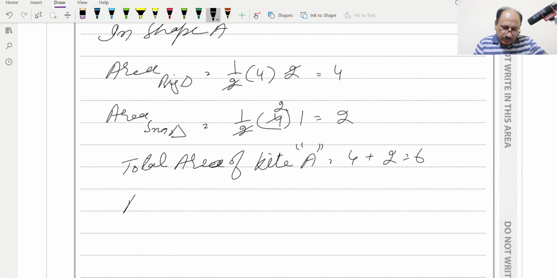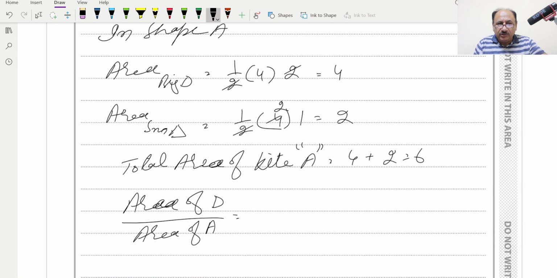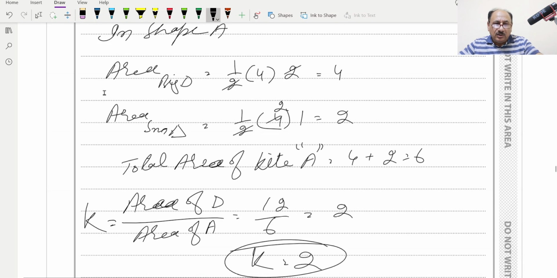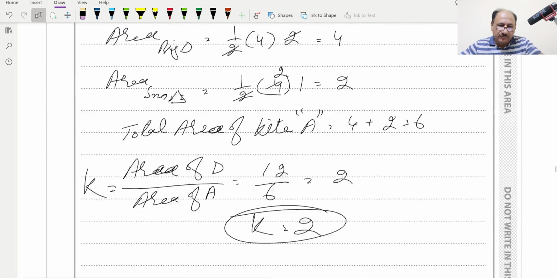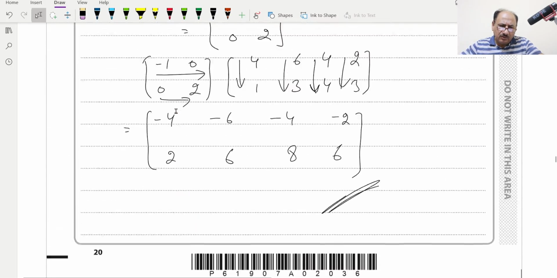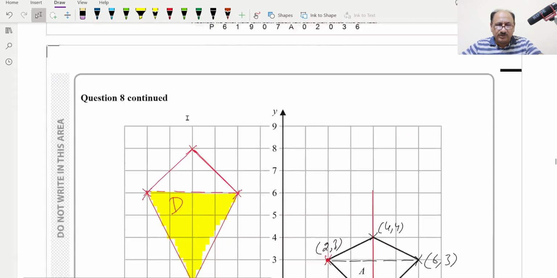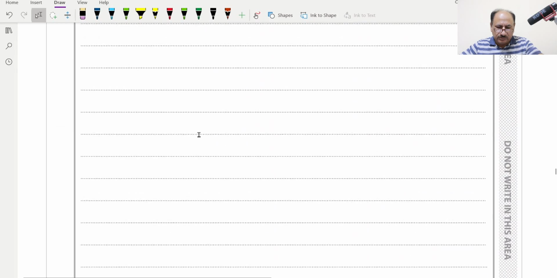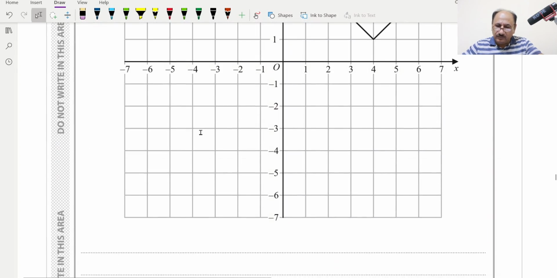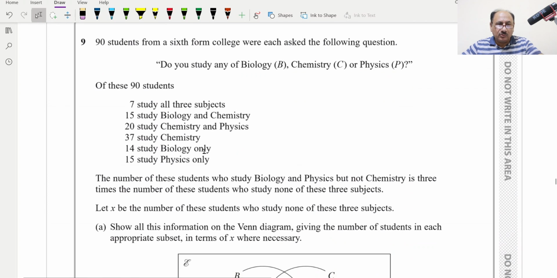So ratio will be what? Area of D over area of A will be equal to 12 over 6, which is equal to 2, and this is basically the K value, so K is equal to 2. This will be our answer for this part. We are basically done with all the parts. So this was the question which we have completed. Now we can go through question number 9.